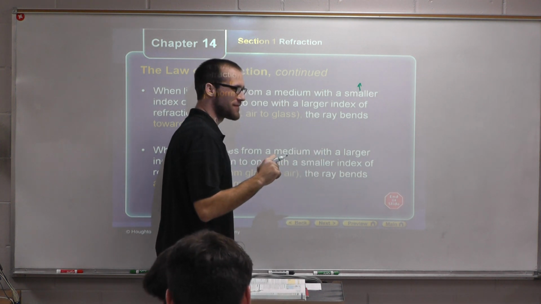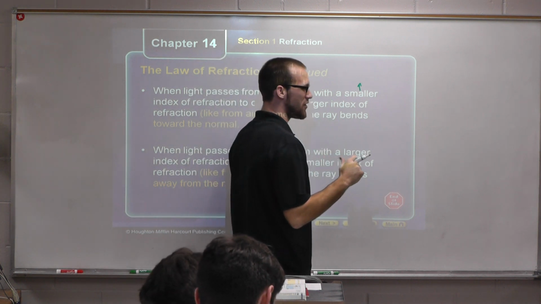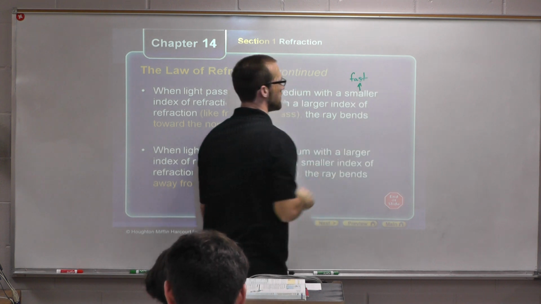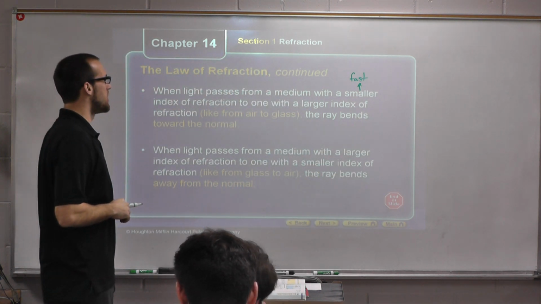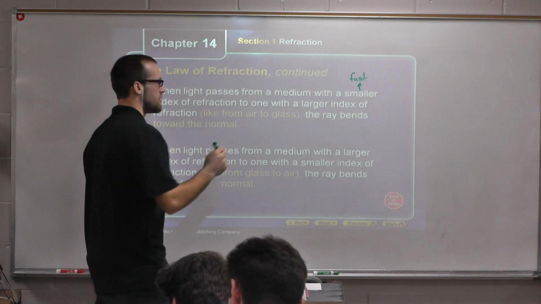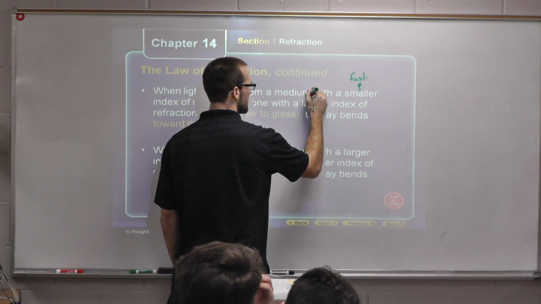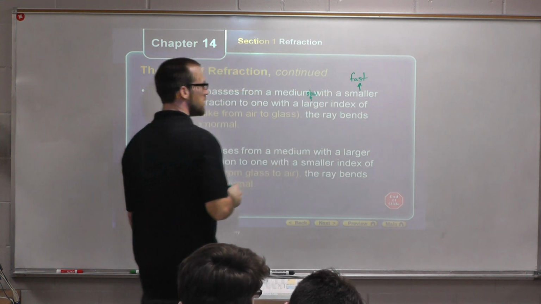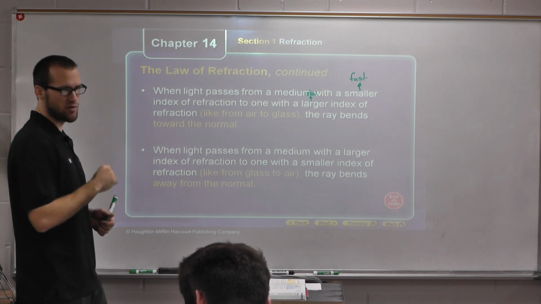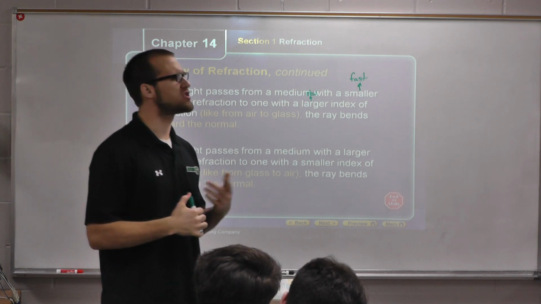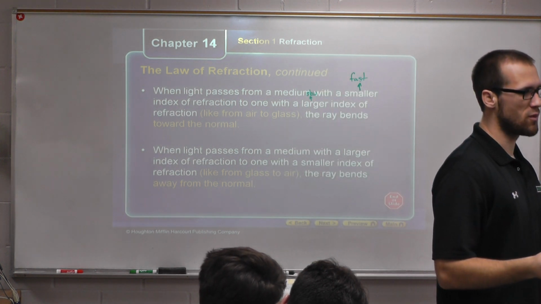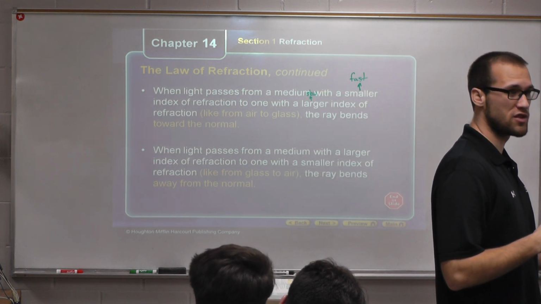Refraction. Small index of refraction means light travels fast. So if I go from one that has a small index of refraction to one that has a larger one, which means fast to slow, the light will bend toward the normal. I'll show you a visual on the next slide. We already know what normal is, but I'll explain what I mean by bend toward normal versus bend away from normal with the visual.